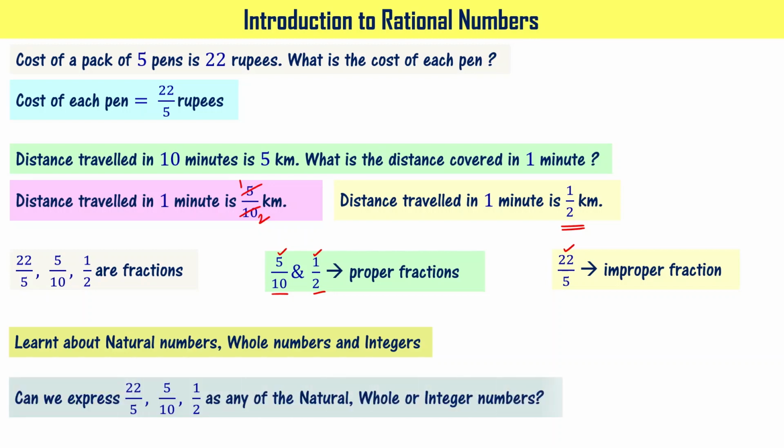Now, the question is, can we express these numbers 22 by 5, 5 by 10, and 1 by 2 as any of these numbers, natural numbers, whole numbers, or integers, right? That is what we want to learn. Before doing that, I would like you to quickly recall what it means by natural numbers, integers, and whole numbers. Then we can take a look at the rational numbers, right?